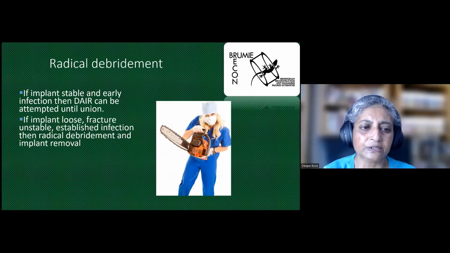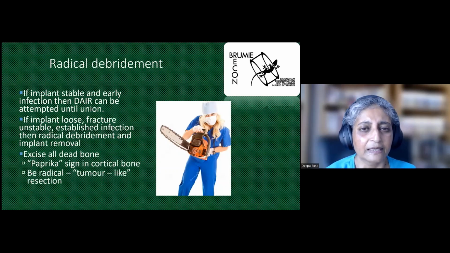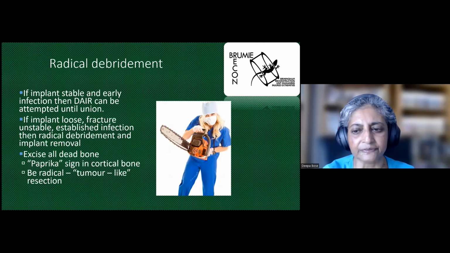However, if your implant is loose or you've got established infection, then you have to remove the implant and carry out a radical debridement. Radical debridement means removing your implant and excising all the dead bone. You want to see in cortical bone what we call the paprika sign, which is pulsing. Cancellous bone will bleed readily, but cortical bone doesn't bleed readily. You just know that it's alive. And then you have to be fairly radical if you are expecting to control the infection.